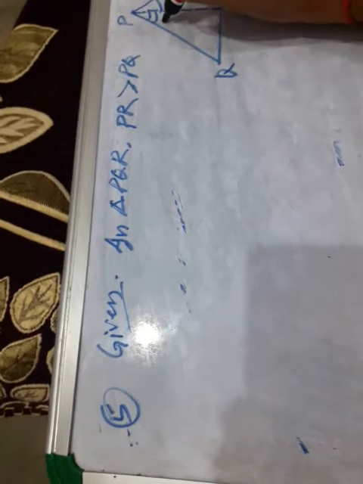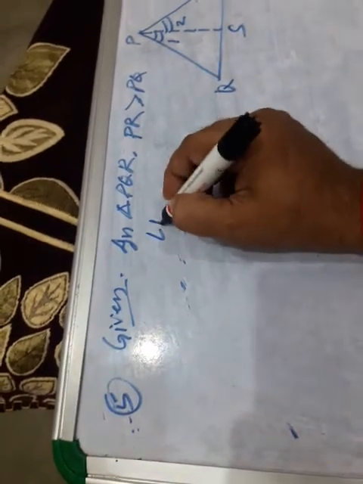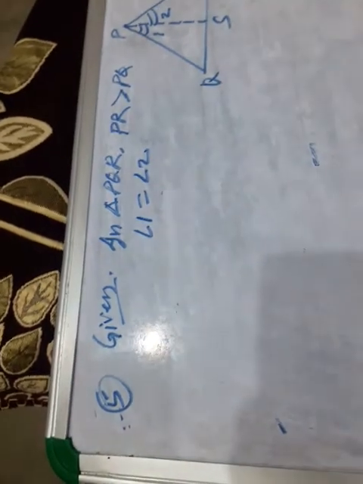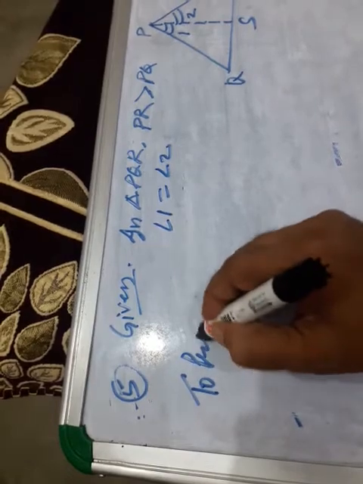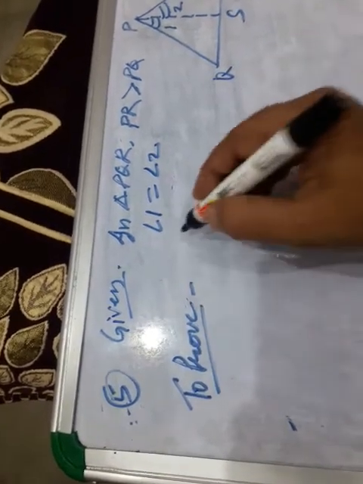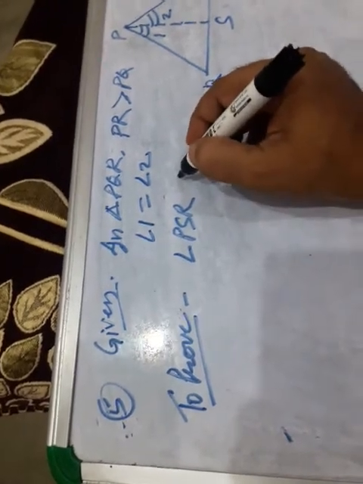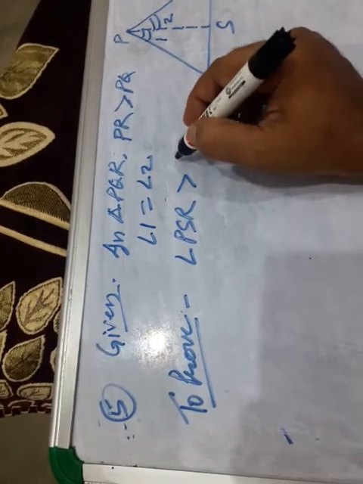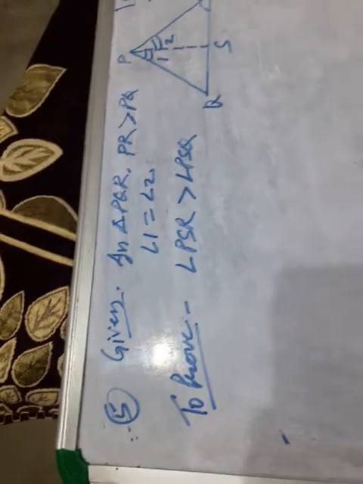And let this be angle 1 and this angle 2. And what else? PS bisects angle QPR. Bisect means dividing into two equal parts, so angle 1 equals angle 2. Then we have to prove that angle PSR is greater than angle PSQ. Okay children, this much we have to prove.